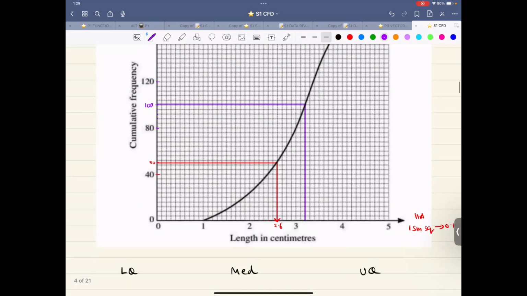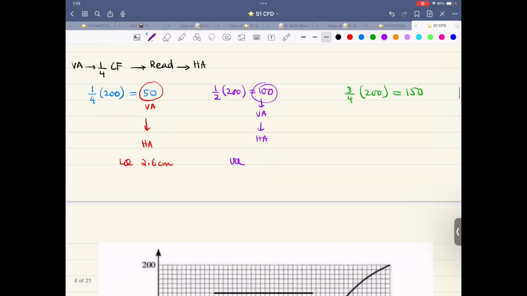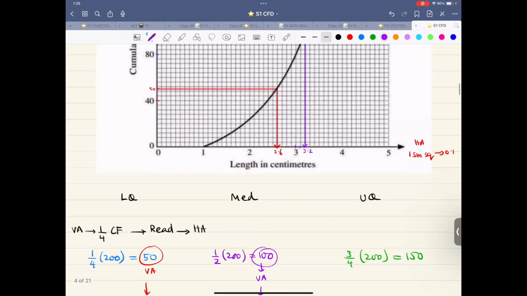And this value is coming out to be what? This is 3.1, 3.2. So this is 3.2. So the upper quartile is coming out to be 3.2 centimeters. All good, all clear. Let me double check. This is 3.1, 3.2, 3.3, 3.4, 3.5, 3.6, 3.7, 3.8, 3.9, and 4. Yes, it's all good. So now 3.2 is this thing.